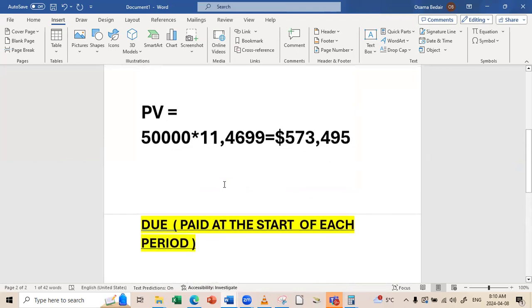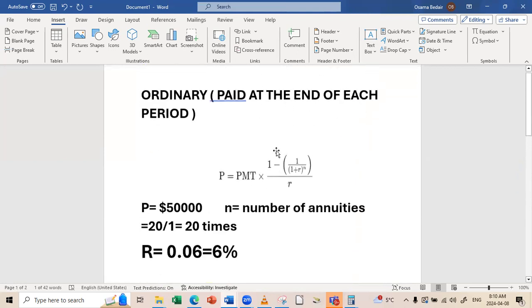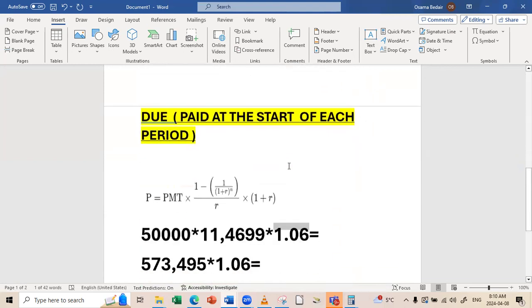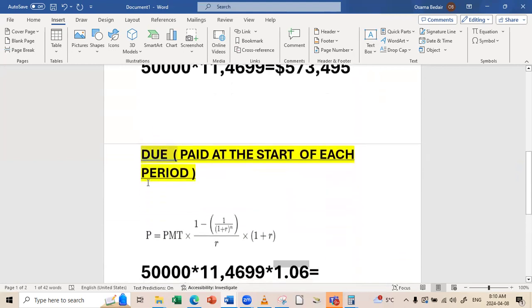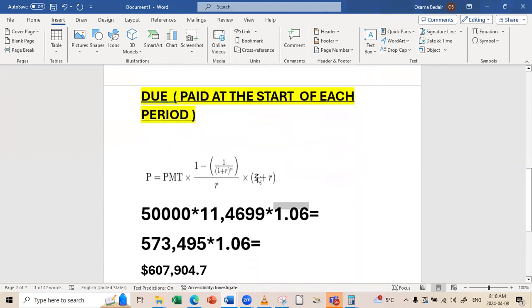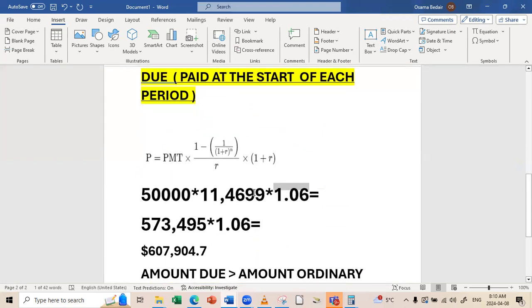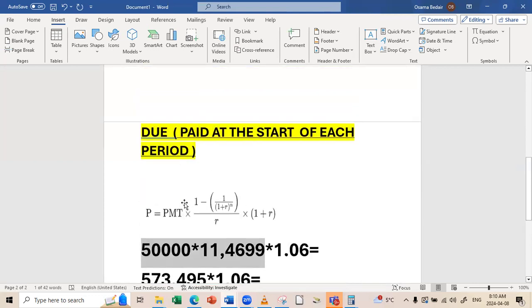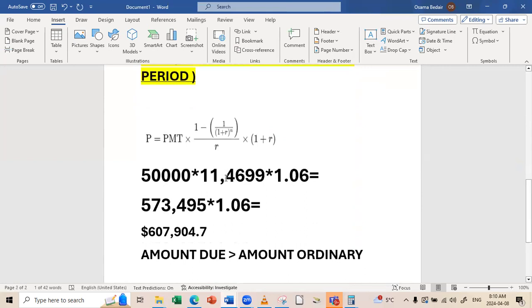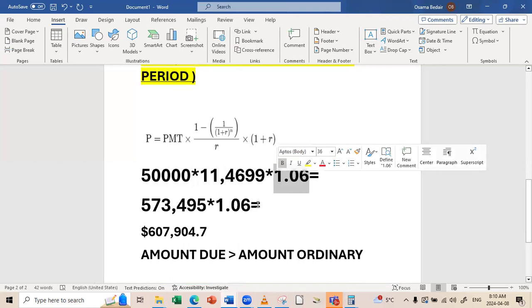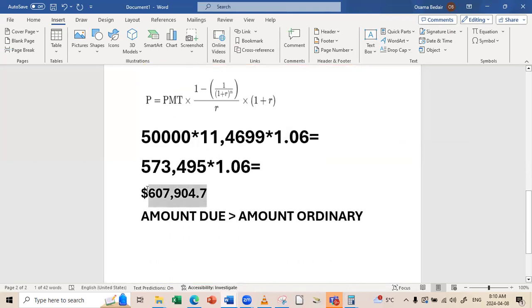So the difference between the ordinary annuities, which takes this formula, this figure only, and the due, is that we multiply again by 1 plus R. This is the only difference. So based on the example, you will see, is it due or ordinary? If due, then you will multiply by 1 plus R, like here. The same thing which we did in the ordinary, we repeat again in the due, but this time we multiply by 1.06. So this is the final answer.